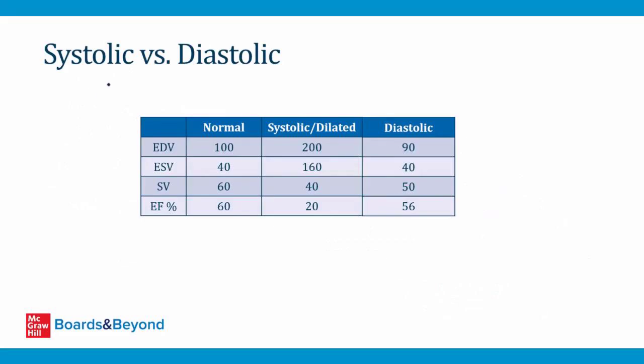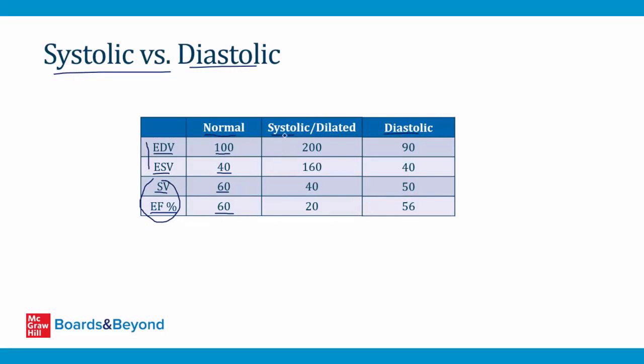Let's talk in a little bit more detail about how the volumes in the left ventricle can change in systolic versus diastolic heart failure. So in this table, I've shown you some hypothetical volumes in milliliters that you might see in a normal heart versus a heart with systolic heart failure or a heart with diastolic heart failure. Let's look at the normal heart first. Suppose the normal heart has an end diastolic volume of 100 milliliters and an end systolic volume of 40 milliliters. Well, the stroke volume is the difference between those two numbers, so that would be 60. And the ejection fraction is the stroke volume divided by the EDV, so that would also be 60. And make sure you understand how I got these two numbers from the first two up here.